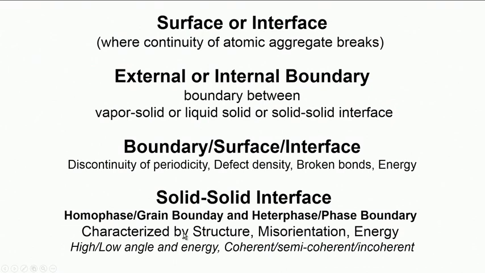Now, all the boundaries, whether a grain or phase boundary, can be characterized in terms of their structure. Boundaries have their own structure, primarily containing a certain amount of defects. The boundaries are characterized by misorientation, or the angle of misorientation between the two crystallites, and certainly in terms of the energy they carry.